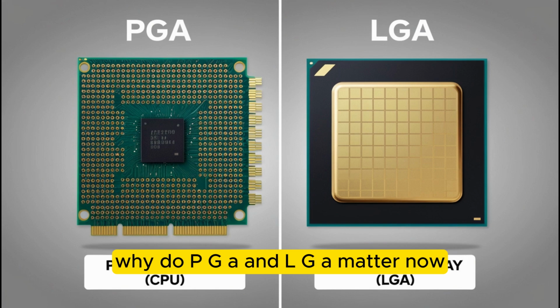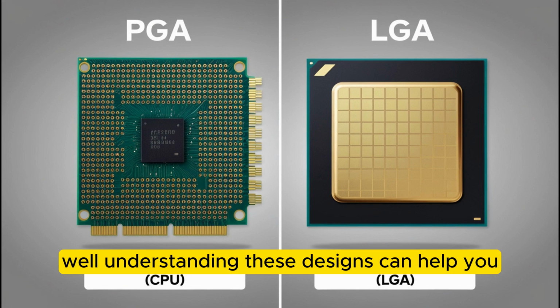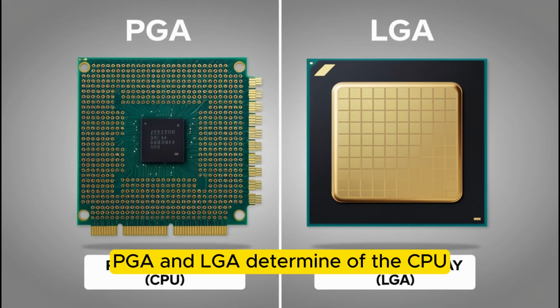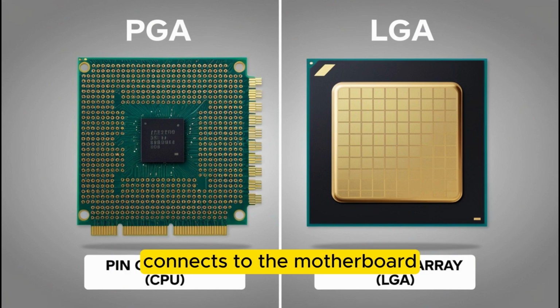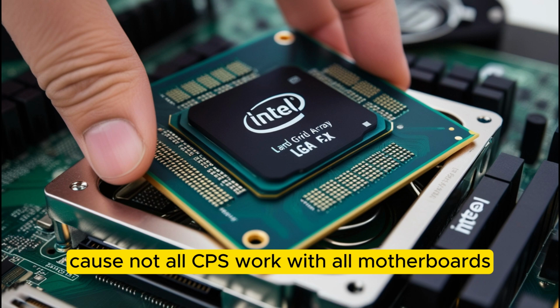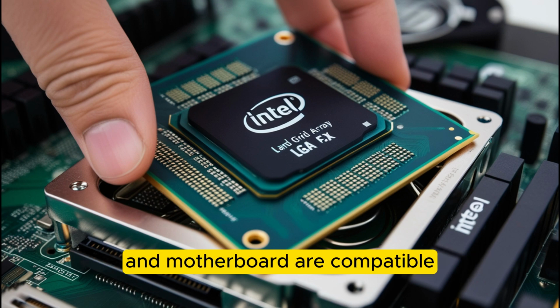Why do PGA and LGA matter? Now, why should you care about PGA and LGA? Well, understanding these designs can help you if you're ever building or upgrading a computer. PGA and LGA determine how the CPU connects to the motherboard. This is important because not all CPUs work with all motherboards. If you're building a computer, you need to make sure your CPU and motherboard are compatible.